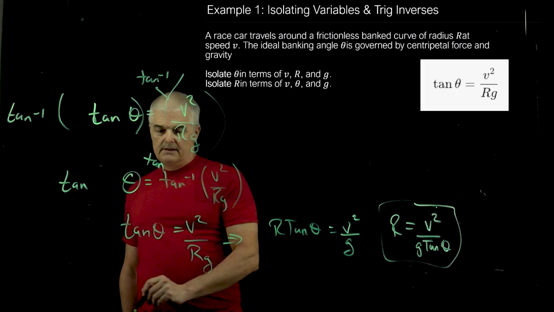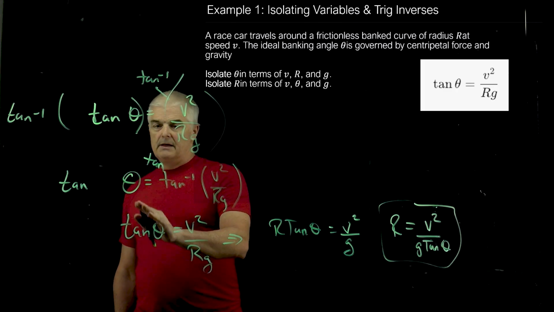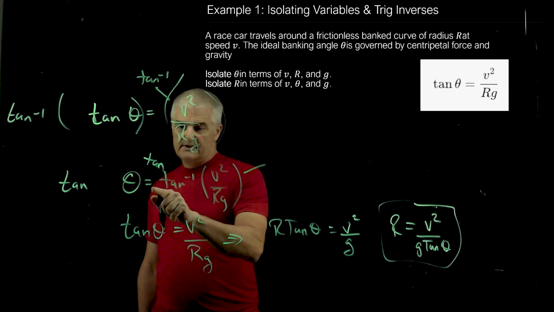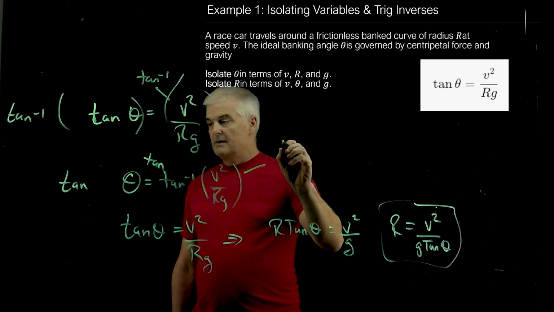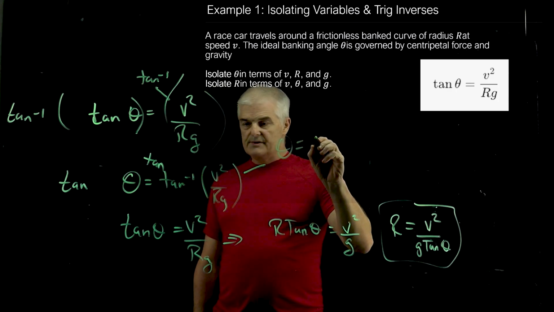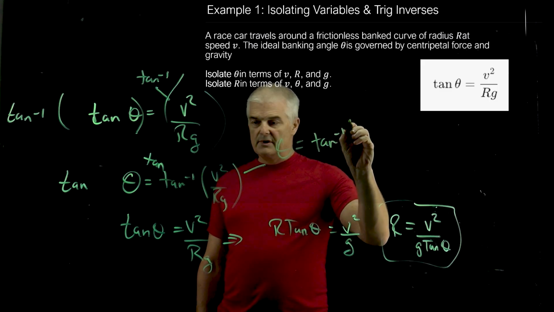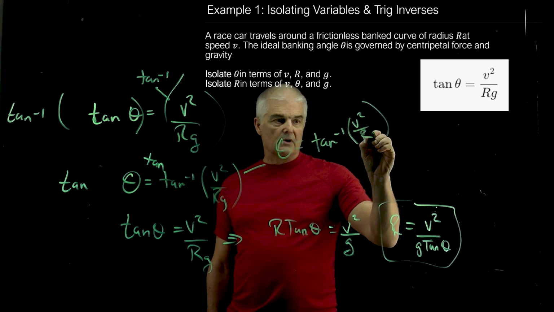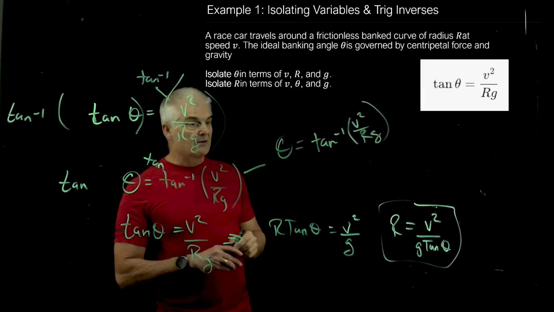And here, I didn't really write it out, I guess. So theta equals tan^-1 of v squared over rg. So that's our first one. So that's our first example.